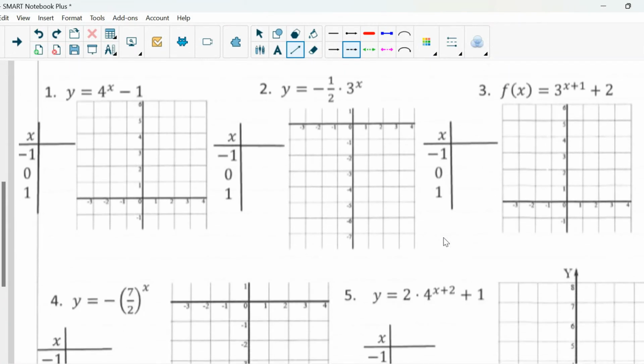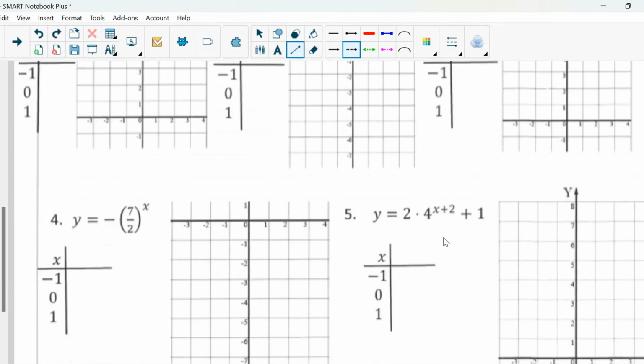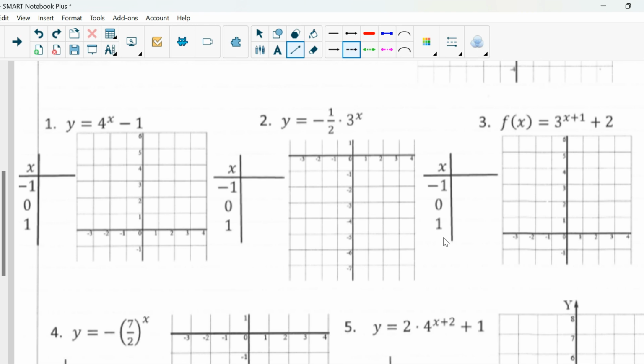Okay, let's go ahead and maybe do 1 or 2 more of these. We'll do one more graph and then we'll go to the application problem. So let's go with number 1 here. So if I have y equals 4 to the x power minus 1, let's see, that'll be my y value.